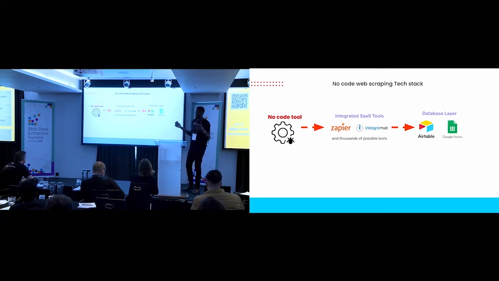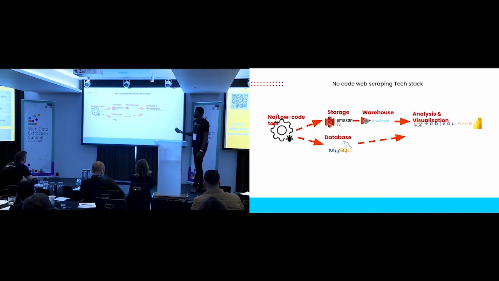They will typically use any one of the no-code tools, and then they'll use some integrated SaaS tools like Zapier to be able to push the data into an Airtable or into an analysis tool like Google Sheets, and then their work starts. Some more sophisticated low-code users would use the low-code tools, push the data into some sort of object storage like S3, create the data into a warehouse, and then push it into some analysis or visualization tool, and then their work starts.